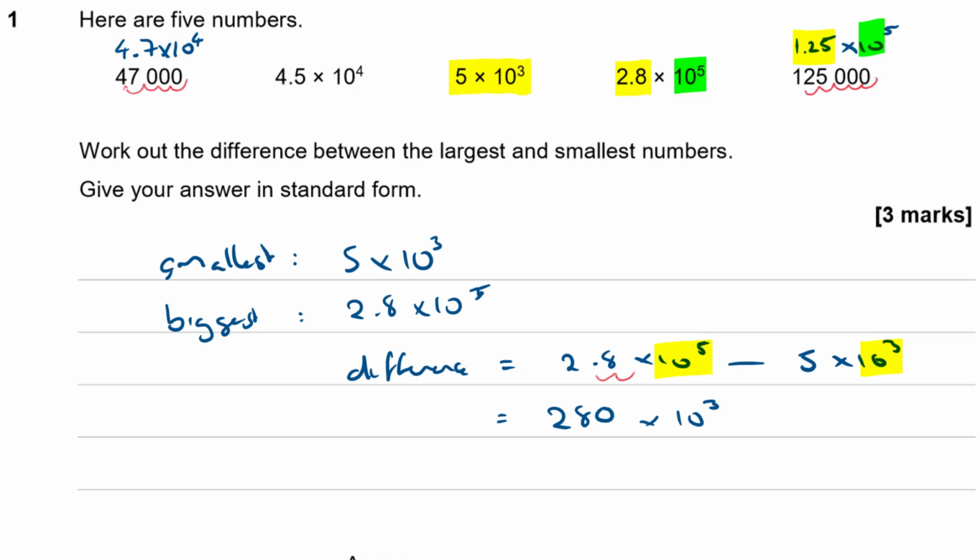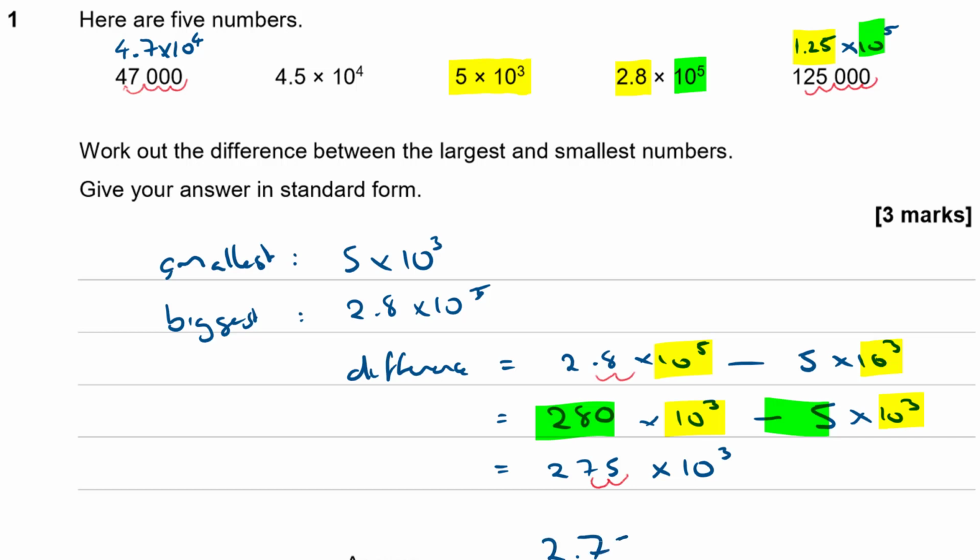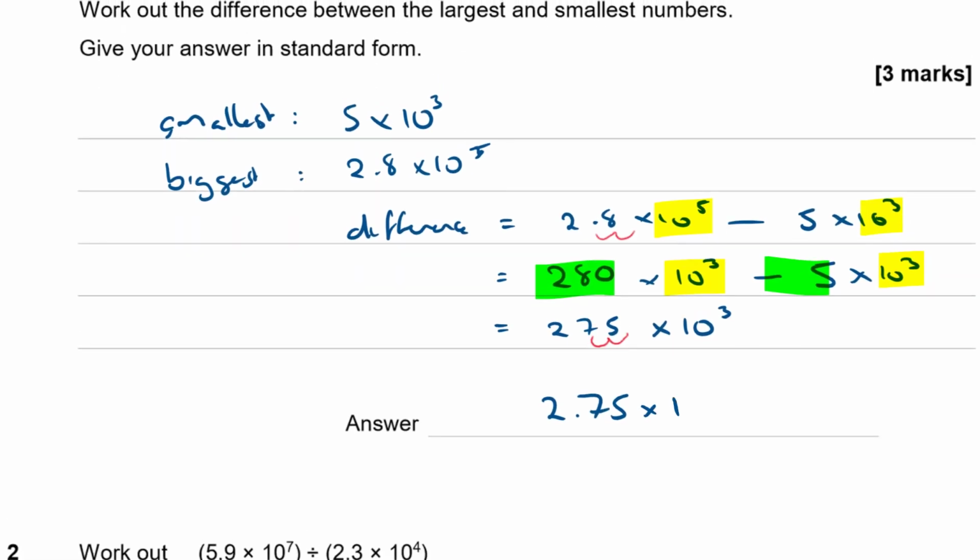So I've got 280 times 10 to the 3, subtract 5 times 10 to the 3. Now these two numbers have the same exponent, 10 to the power 3. I can subtract the number part, the mantissa part it's called. So 280 subtract 5 is 275. That's still times 10 to the power 3, but that number isn't in standard form, so I need to rejig it back into standard form by moving the decimal point 2 jumps back. So my final answer is 2.75 times 10 to the 5.